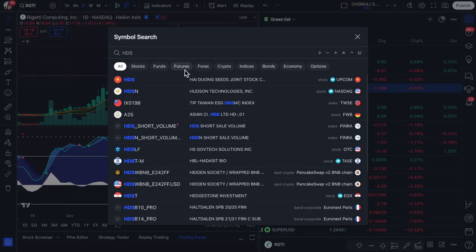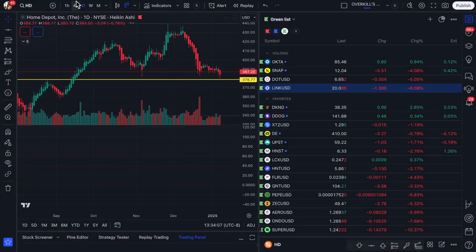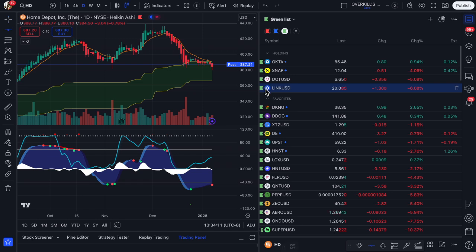HD, Home Depot. Okay, this one's in the golden zone, so you got a red dot today. You want to set your stop loss on Home Depot right there at 380. 380 is the stop loss with the red dot. Again, when we get the red dot is when we want to set our stop loss. The stop loss is going to be at the bottom of that candle right there at 380 on HD.